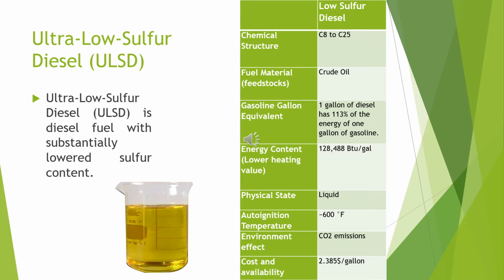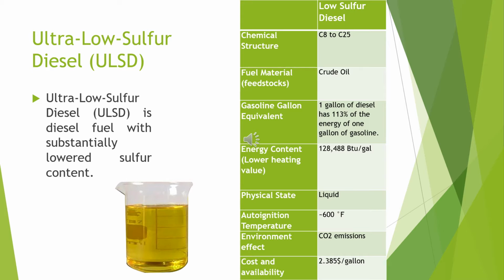Now we discuss ultra low sulfur diesel, which is also known as ULSD. Ultra low sulfur diesel is diesel fuel with substantially lowered sulfur content. The chemical structure of ULSD is C8 to C25 and the fuel material is crude oil. The gasoline gallon equivalent is that 1 gallon of diesel has 113% of the energy of 1 gallon of gasoline.